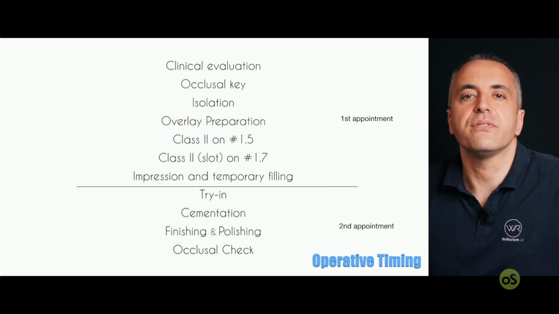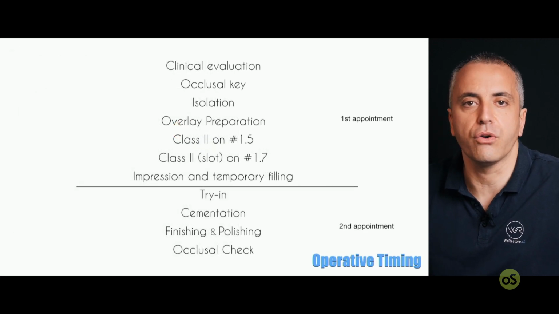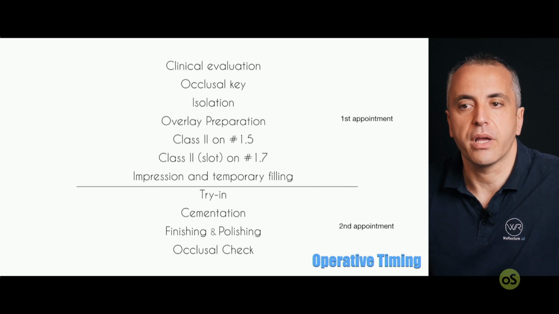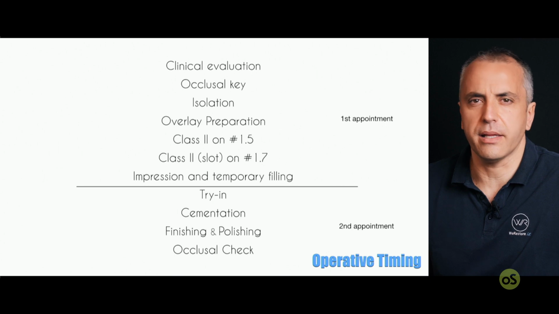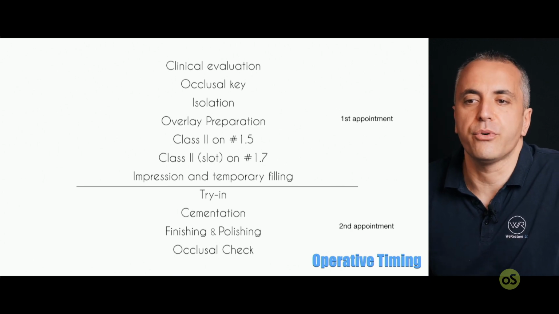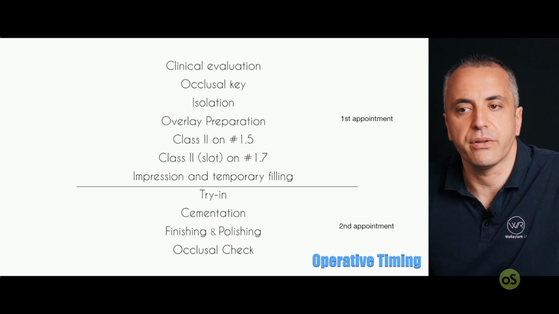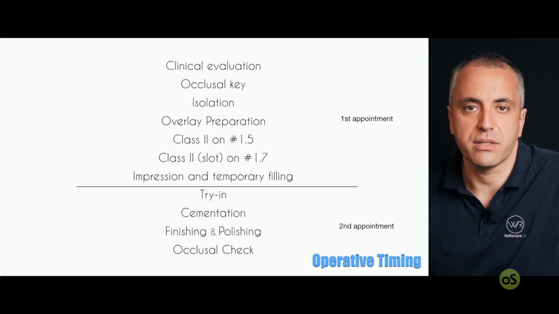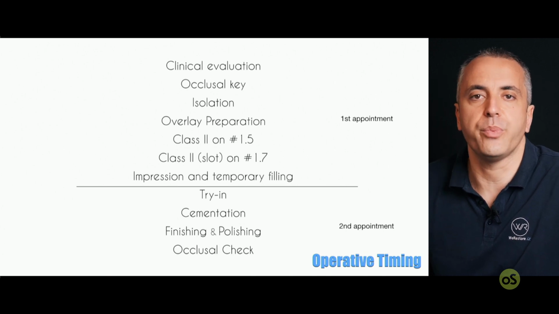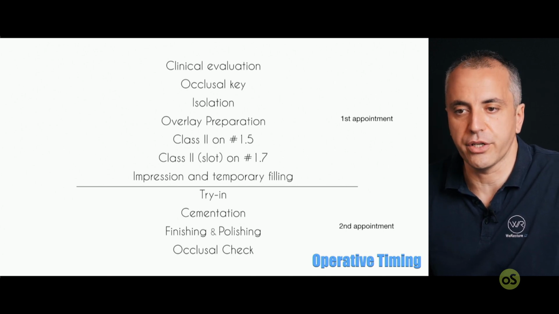This is the operative timing of the treatment you are going to see. First of all, we have a clinical evaluation. Then, something that can be quite interesting, the production of an occlusal key. Then, of course, we will have to isolate, and then we prepare the overlay. After the preparation of the overlay, we will do the restoration on the premolar and on the second molar, because it's easier, of course, when you have more space after the preparation.